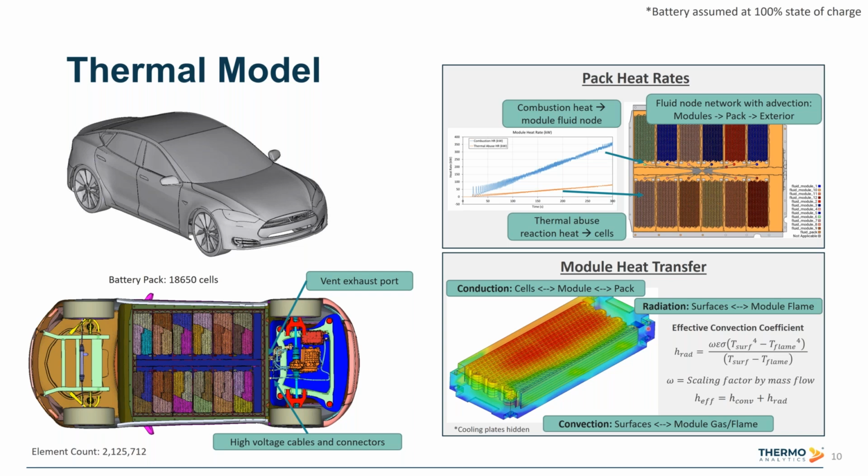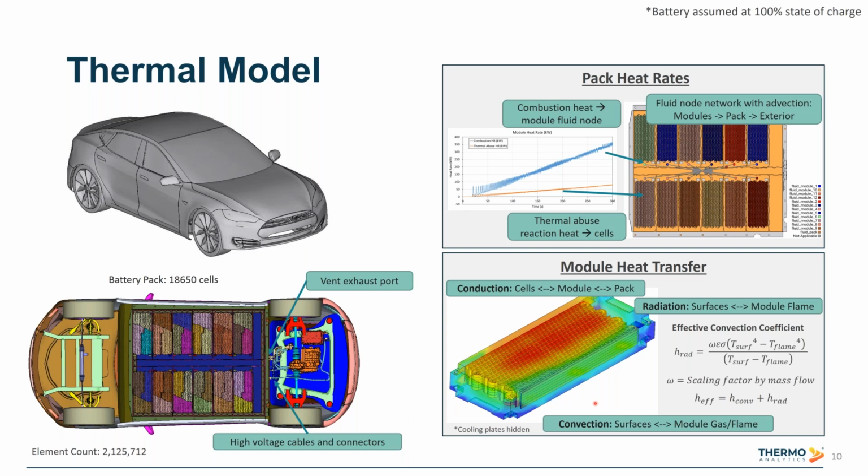For heat transfer mechanisms, the first is conduction, so cell to module to pack to the vehicle body. So this is all handled automatically in Titherm with the thermal mesh. We have convection, so from the vent gas to the various surfaces. And then finally radiation. So radiation heat transfer surface to surface.